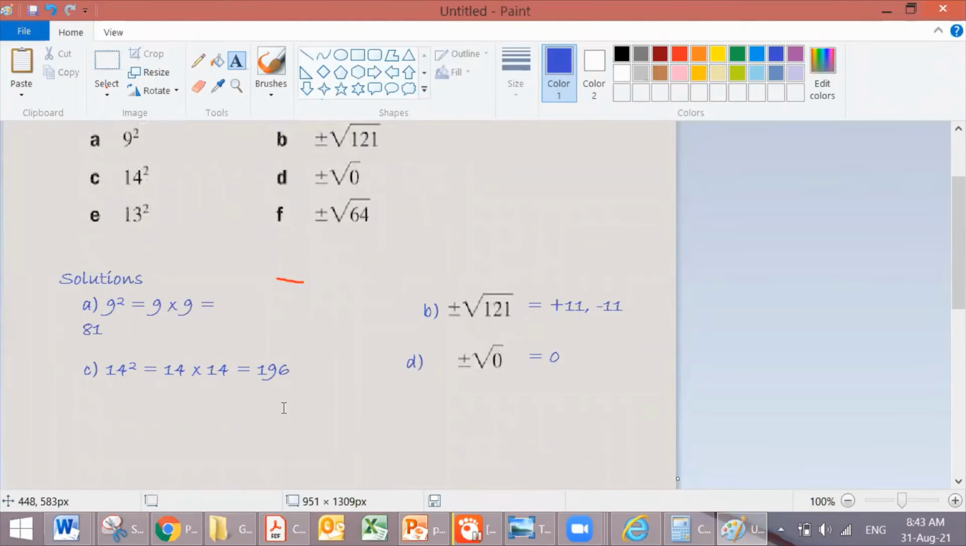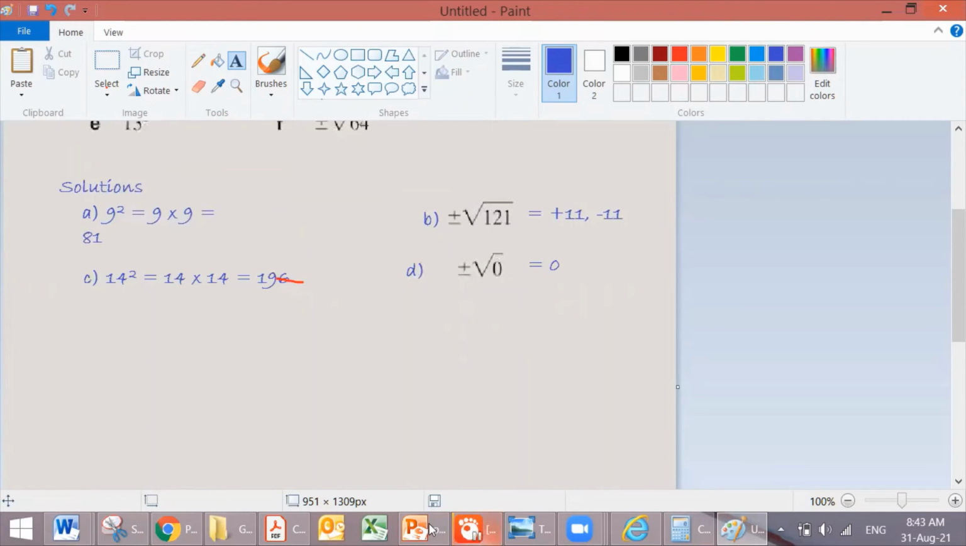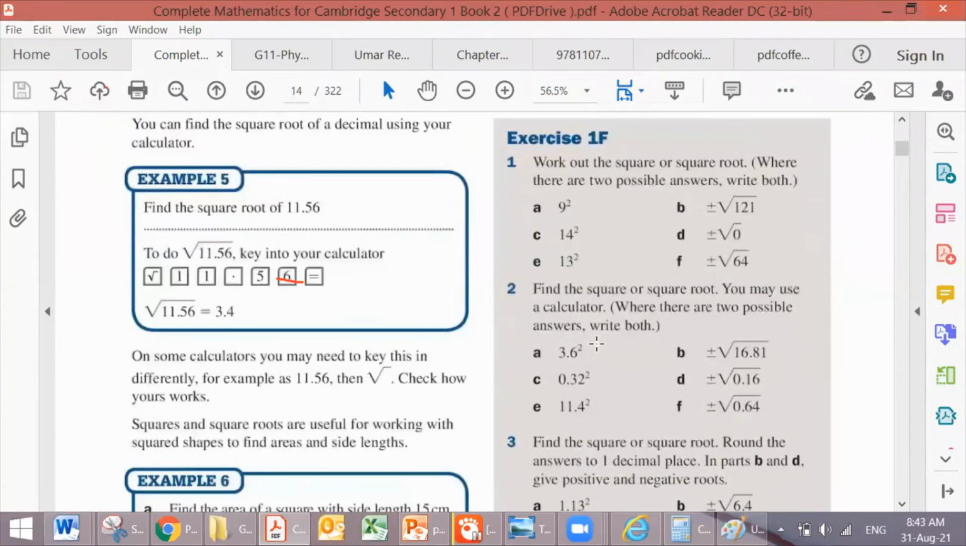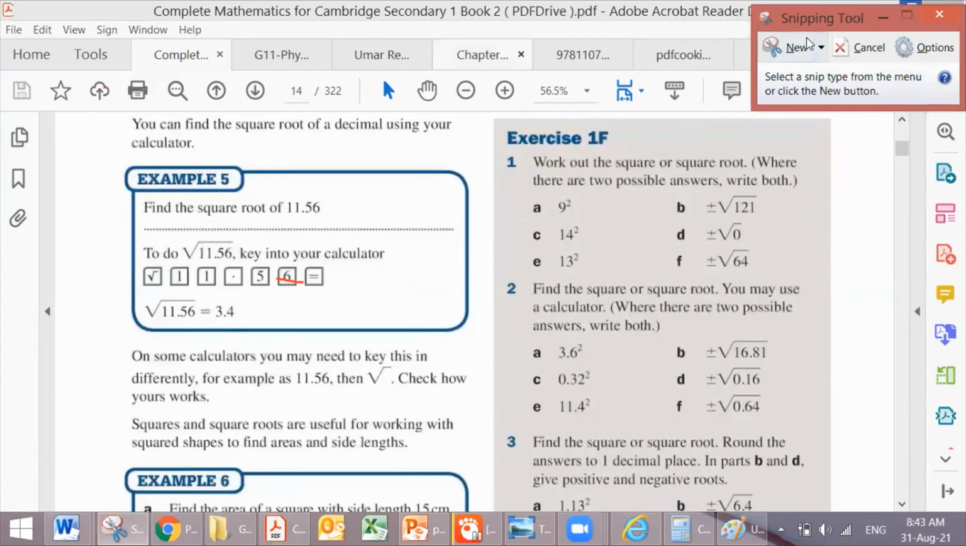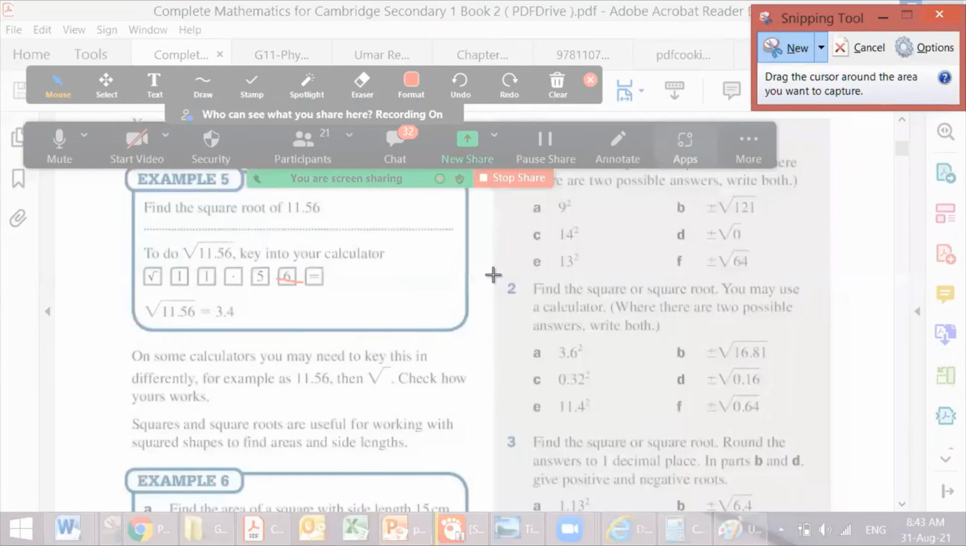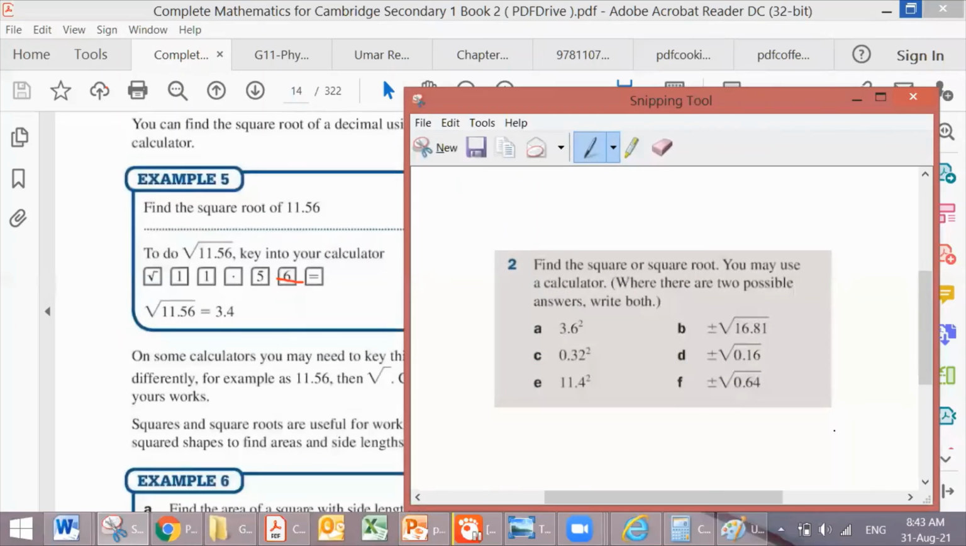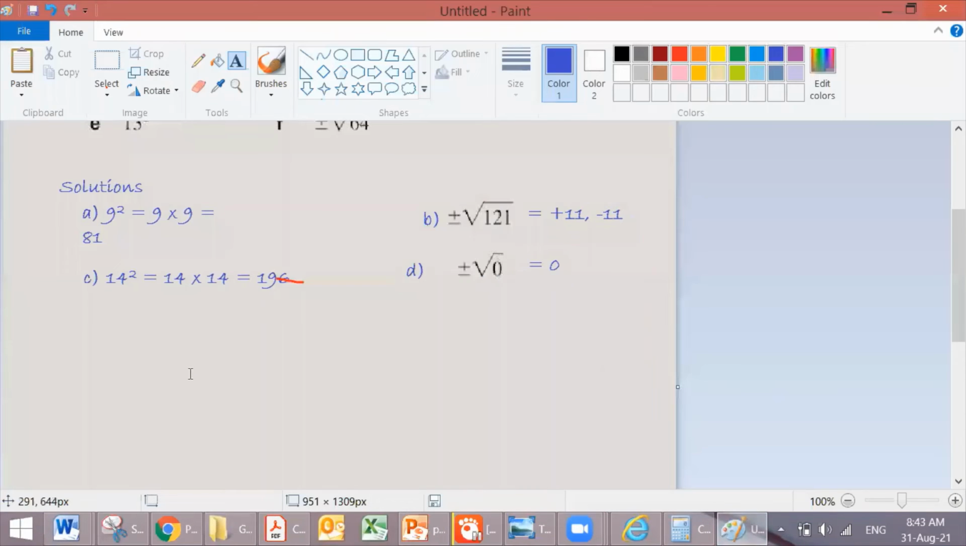Okay. So I hope you have understood this. And the E and F parts, you can do yourself. These are very easy. Okay, next one is question number 2, and here it is also very easy. You can do it quickly. Question number 2, find the square or square root. You may use a calculator. Where there are two possible answers, write both. Okay, so I am going to write it here.